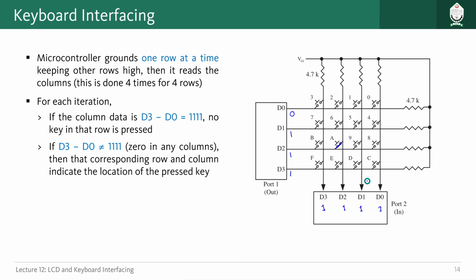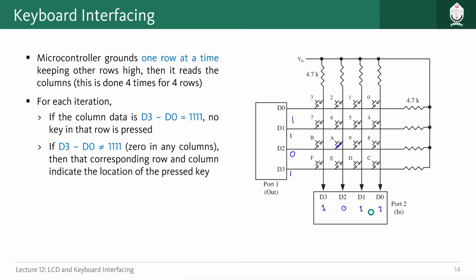Then we are going to change the sequence. So now we are going to make this one 0. In this sequence again we are going to check what happens. Here we are going to see a similar thing, all of them are 1. So that means in this row no key has been pressed. Then we are going to change the sequence again. So we are going to make this one 1 1, and D2 will now be 0. And now we are going to check again, and here you are going to see that the value is 1011. So that means the key has been pressed in this row.